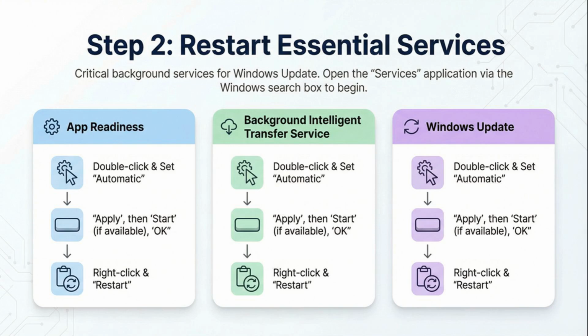Restarting essential services is crucial for Windows updates. Open the Services application and set App Readiness, Background Intelligent Transfer Service, and Windows Update to Automatic. Apply changes and restart each service to ensure smooth operation.